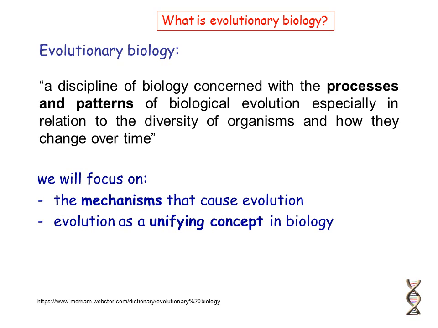I like this quote I found recently. Oddly enough, it's actually from the dictionary. It's from Merriam-Webster. It defines evolutionary biology as a discipline of biology concerned with the processes and patterns of biological evolution, especially in relation to the diversity of organisms, how they change over time. That's, of course, a key theme, and we'll be focusing on how it is that populations change over time and how new species come out of it.